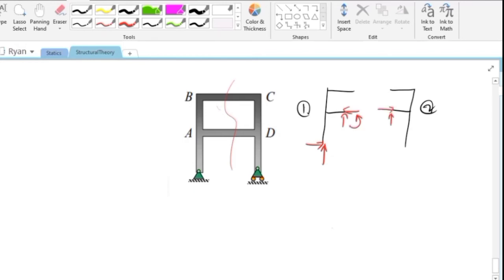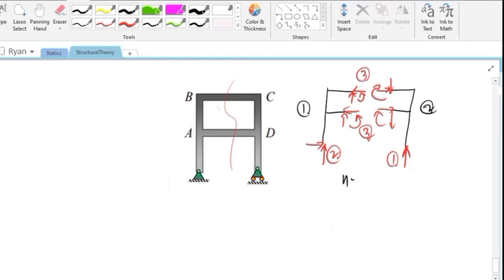and then here take lang natin yung opposite para dito. So dito meron din tayong tatlo, and dito sa kabila, we have a roller, so we have one reaction here. So we have 2 here, we have 3 here, we have 3 here, and 1 here.